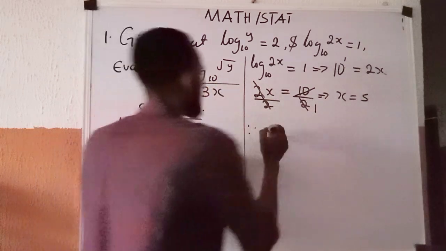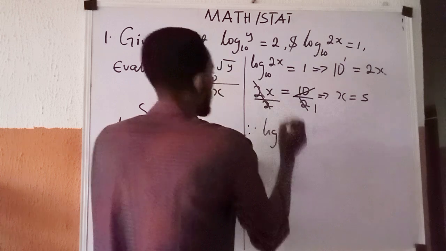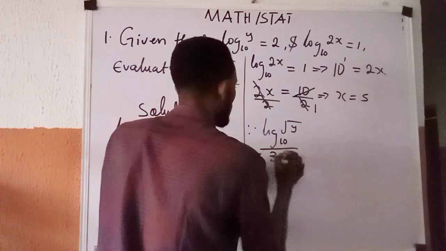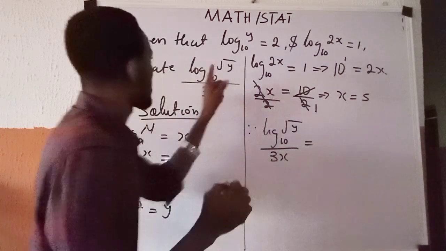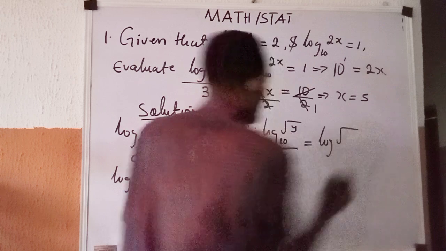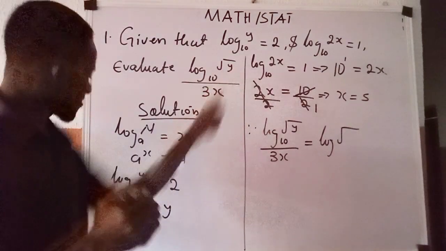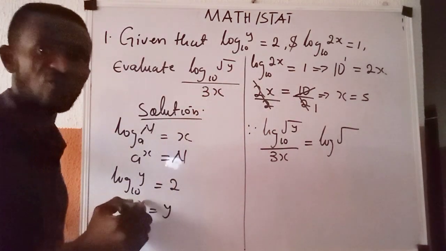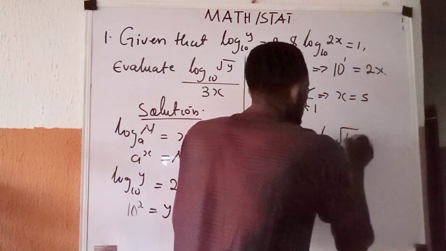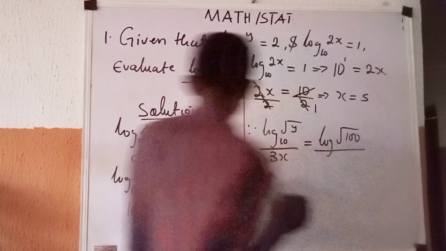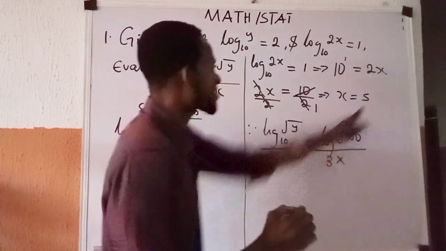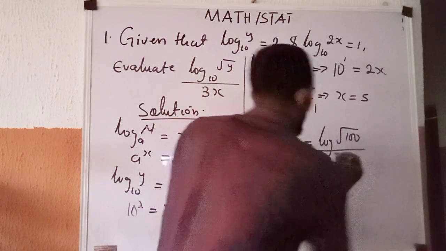So I will now say, therefore, log of root y in base 10 all over 3x equals log of root... I won't write y again because y has become 10 raised to power 2, and 10 raised to power 2, of course, is 100. So it has become root 100 all over 3 multiplied by my x, which is 5.